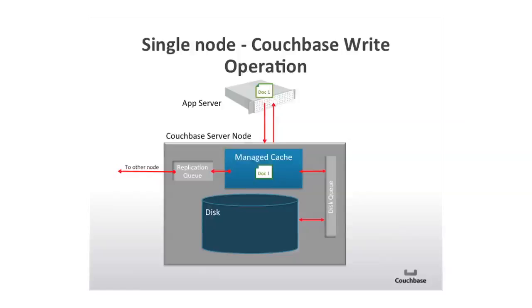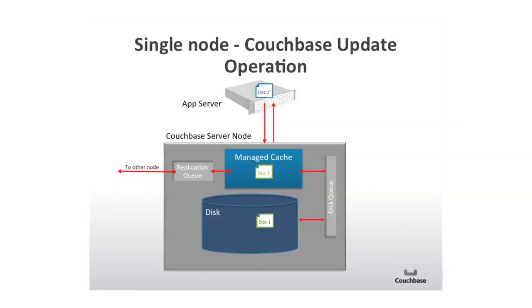data from a replica. Once it gets into the managed cache, it gets pushed over to the replica via the replication queue, and also gets persisted down to disk, which is permanent, and it's at that point that it can get picked up by XDCR, it can get picked up by the indexer, and so on, other features, other functionalities of the database. An update operation is pretty similar.